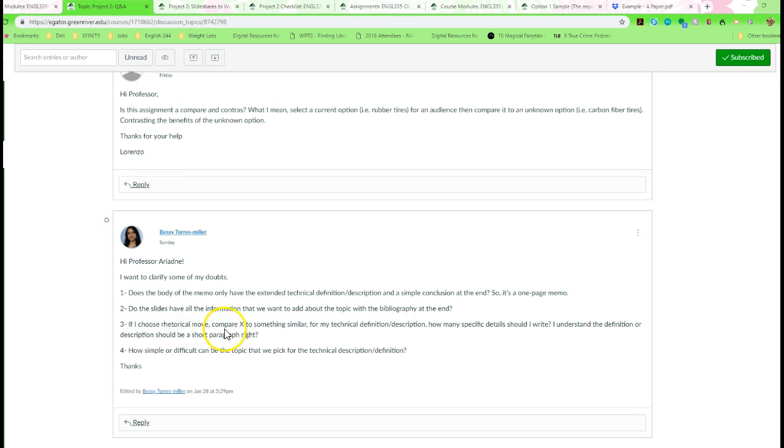If I choose a rhetorical move, compare X to something similar from my technical definition description, how many specific details should I write? I understand the definition or description should be a short paragraph, right?